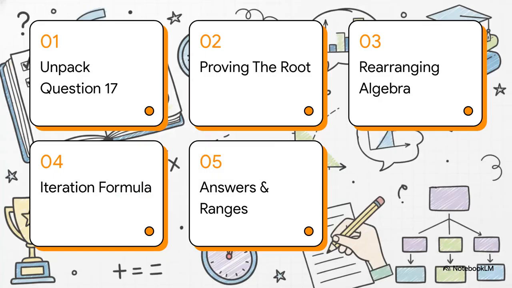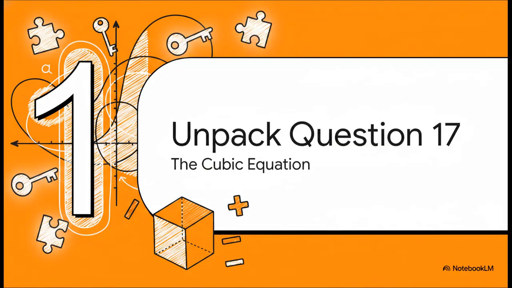Here's the game plan for today. We'll start by unpacking question 17, then dive into part A to prove the root. After that, we'll hit part B for the algebraic rearrangement, move on to part C for the iteration formula, and finally, wrap it all up with the acceptable final answers and ranges. All right, section 1, unpacking question 17, specifically our core equation x cubed plus 2x minus 6 equals 0.